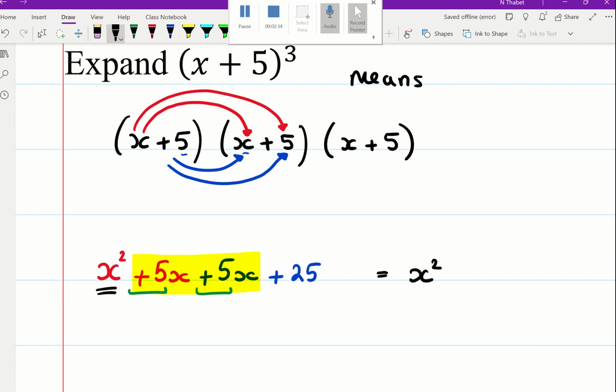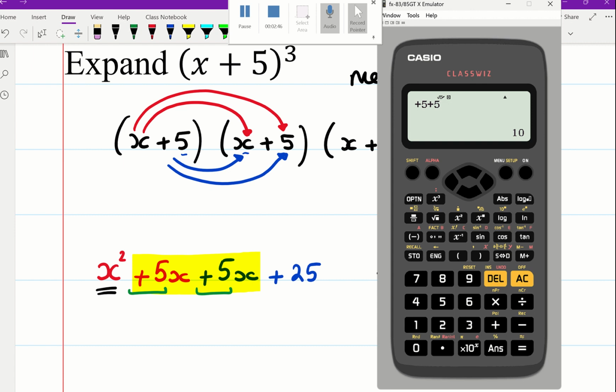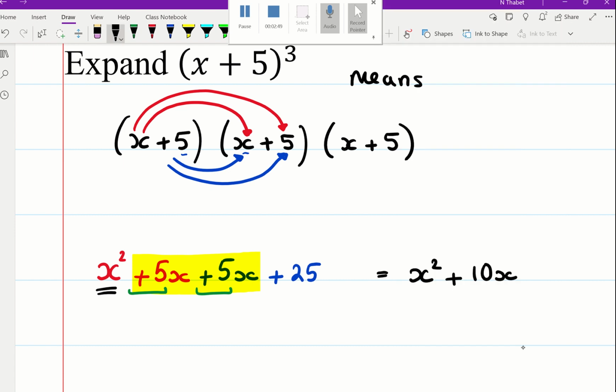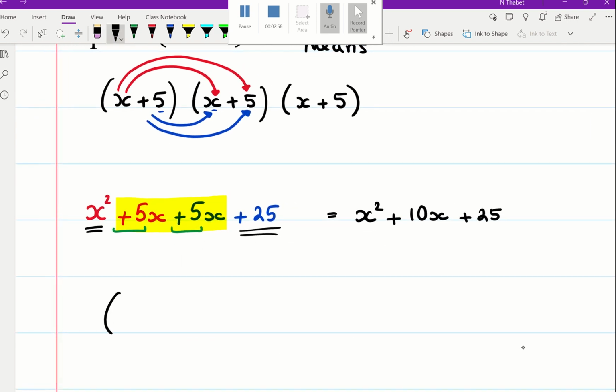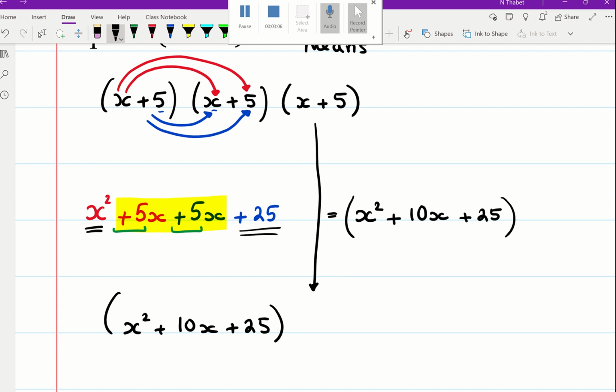That stays the same. We're not adding it. You cannot add an x and an x squared together. Plus, it's a positive 10x. Please remember the x. It's not just a 10. Even though you can't put it in your calculator, you have to remember the x. And then plus 25. And you can put that into its own bracket. So this becomes a bracket, and then you say, well, I still need to multiply by the last bracket.